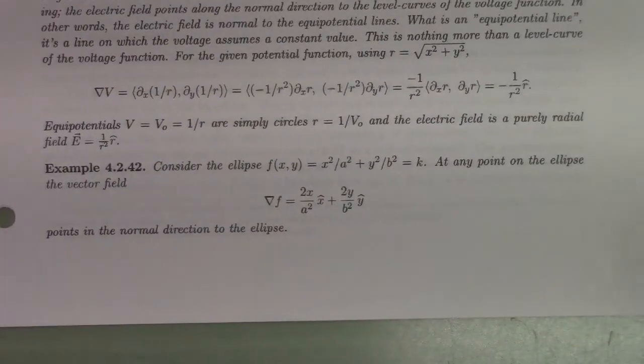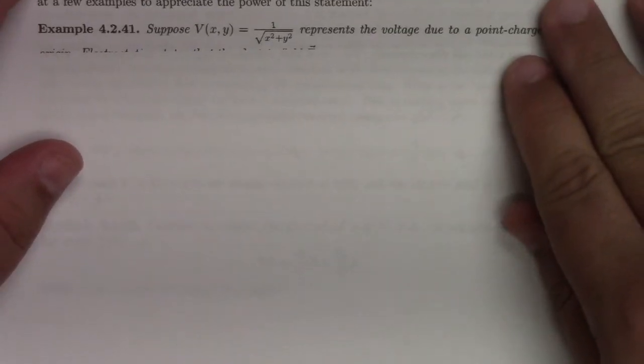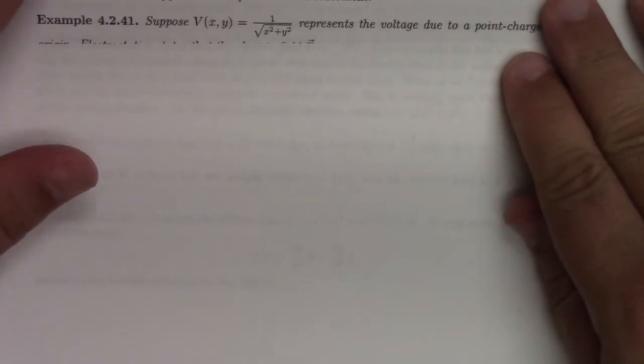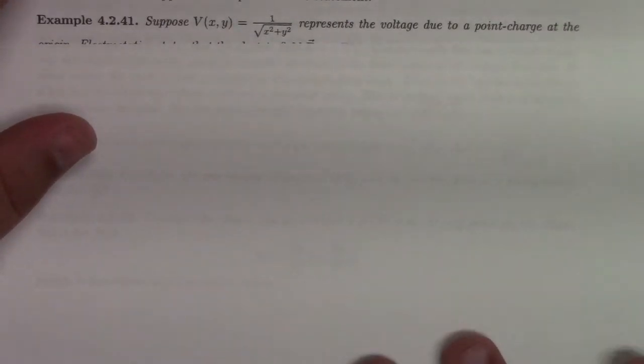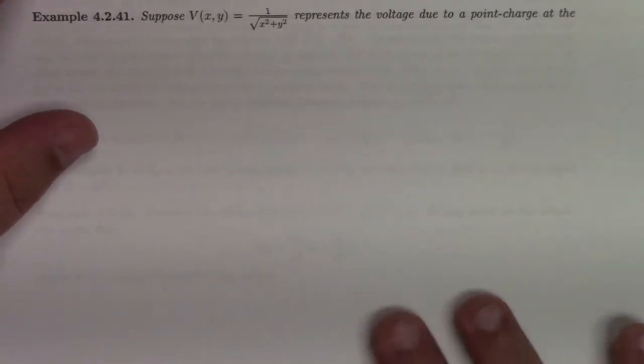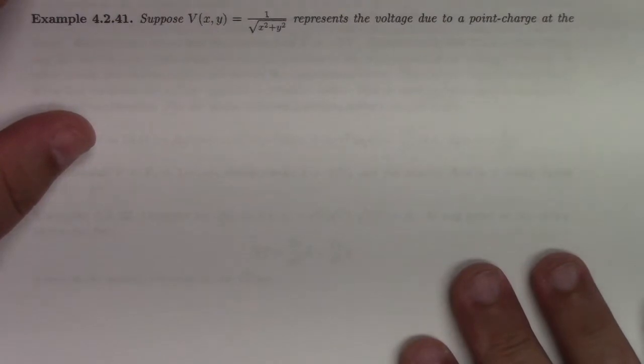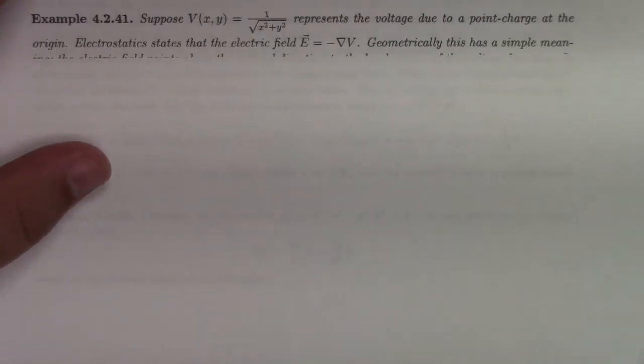Next example is a physical example. Suppose you're looking at the voltage function. All right. I'll get it in frame here eventually. Sorry, folks. Suppose you have the voltage function v of xy is 1 over the square root of x squared plus y squared. That represents the voltage due to a point charge at the origin.